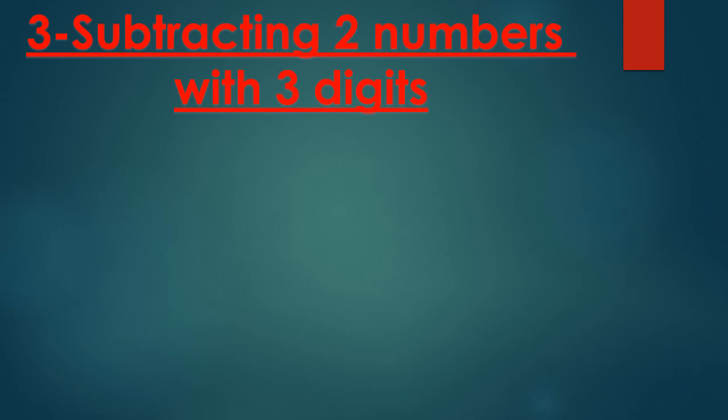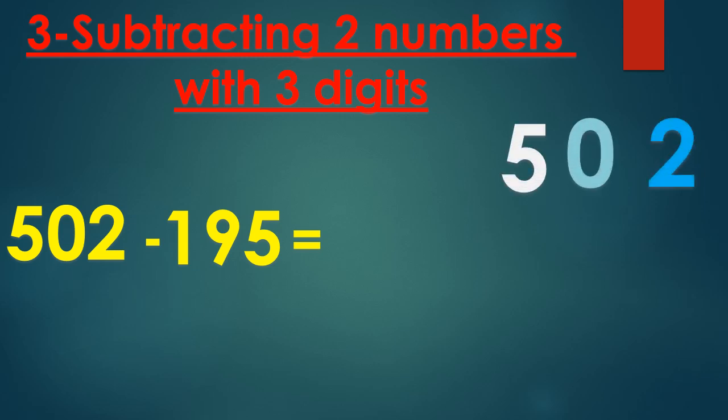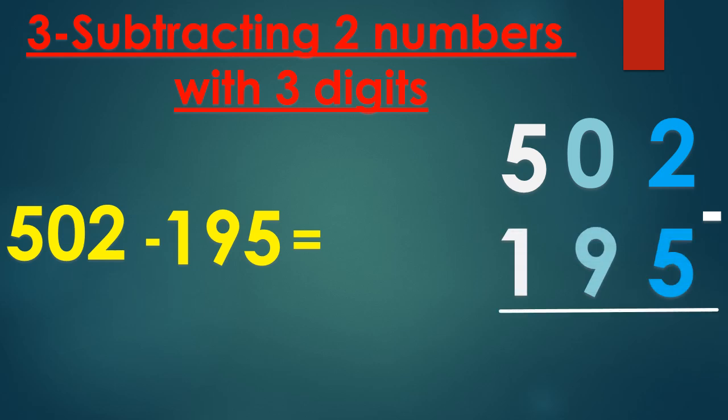Third, we have subtracting two numbers with three digits, like 502 minus 195. First, we write them one below the other and start subtracting from the right. We find that the upper number is less than the lower number, so we must borrow 1 from the number beside it. But the number is 0. When we borrow 1 from the number 0, it becomes 9, and the number before it is lessened by 1, so the 5 becomes 4.